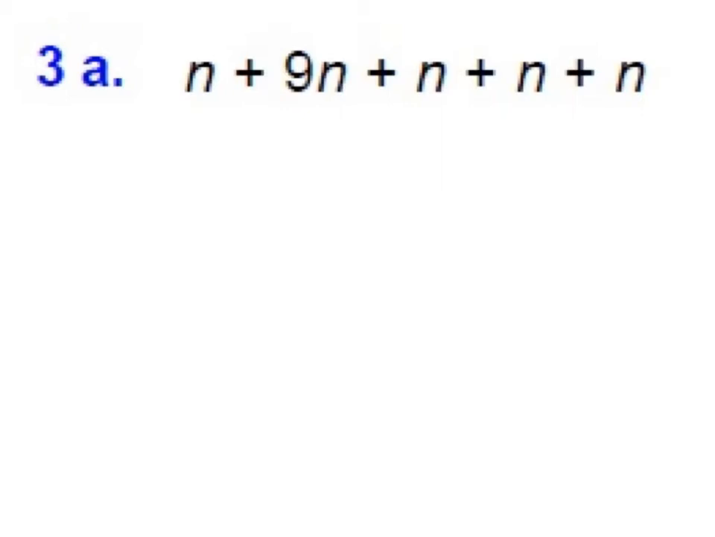Okay, so for this one, we have 1n, we have 9n, we have another n, we have another n, we have another n, we have a total of 1, 2, 3, 4, 10, 11, 12, 13n.